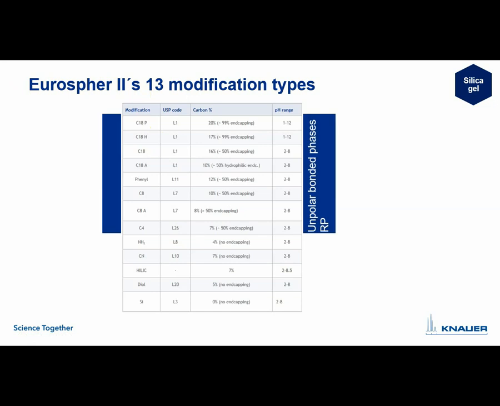The modifications you see up here are the unpolar bonded phases. They are used for reversed phase. And now we want to focus on the ones down here. These are the polar phases. They are used for normal phase and for HILIC applications.